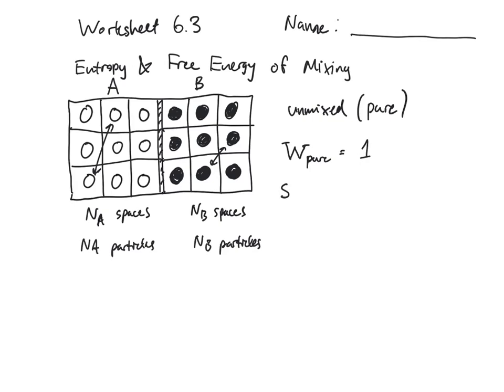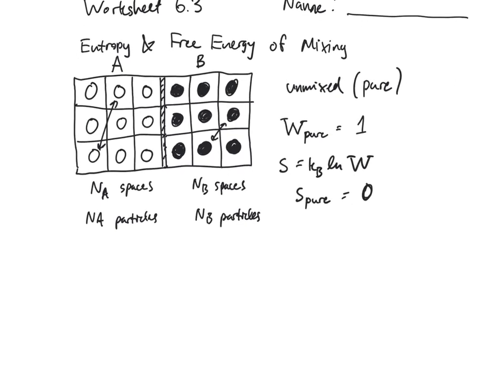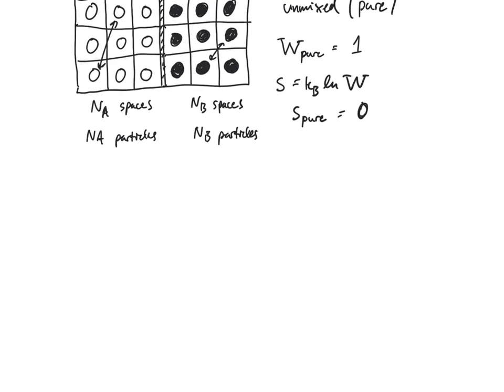And if we use the Boltzmann entropy formula, S equals KB log W, that implies that the entropy of this pure unmixed system is 0. So when we find out what is the entropy of the mixed system, that's going to be our delta S of mixing, since for the system to be completely unmixed, the entropy is already at 0. All right, so if we remove the partition, we'll let the system mix. And so I'm going to pause here in a second and draw that.